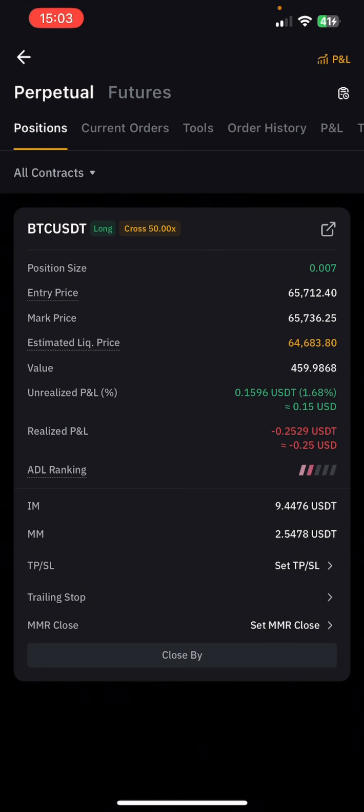Okay, so this is the total value of 0.07 of this Bitcoin, which is 459. But why? If you come to your IM, which is the initial margin, it is 9.4. So we are just putting 9.4 USD to open 459. The 450 is what is being lent to us by Bybit. All right, so that's basically it. You can set your take profit and stop loss.